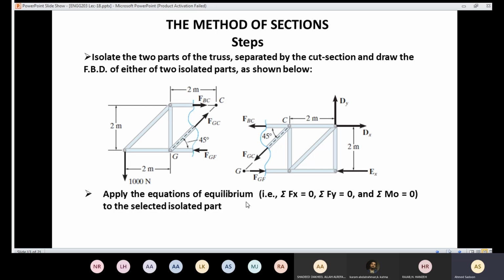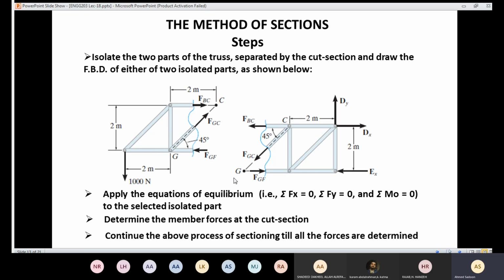Then you are going to use the equations of equilibrium for this case. If I apply the equations of equilibrium, I will be able to determine the member forces at the cut section. I'll be able to know FBC, FGC, and FGF, whether you used the left part or the right part. We have some points we need to take care of.